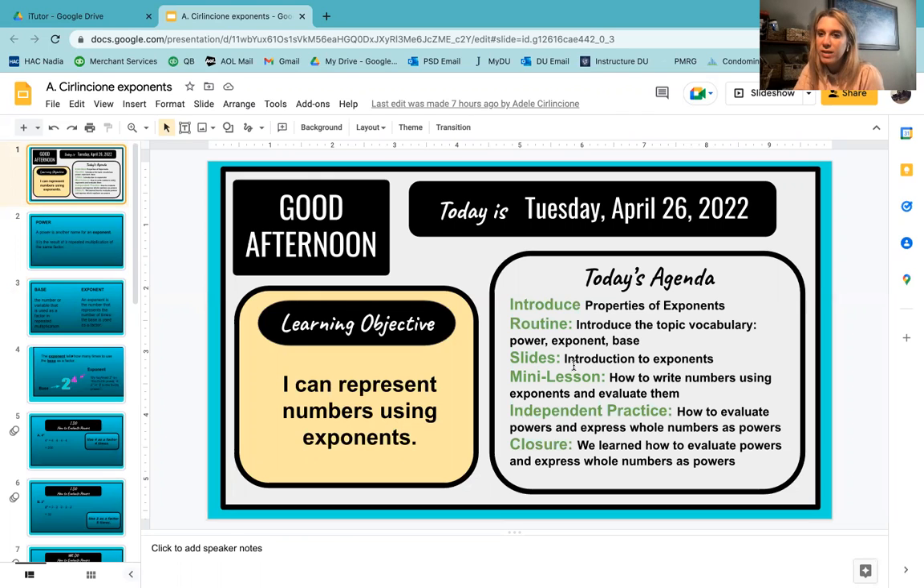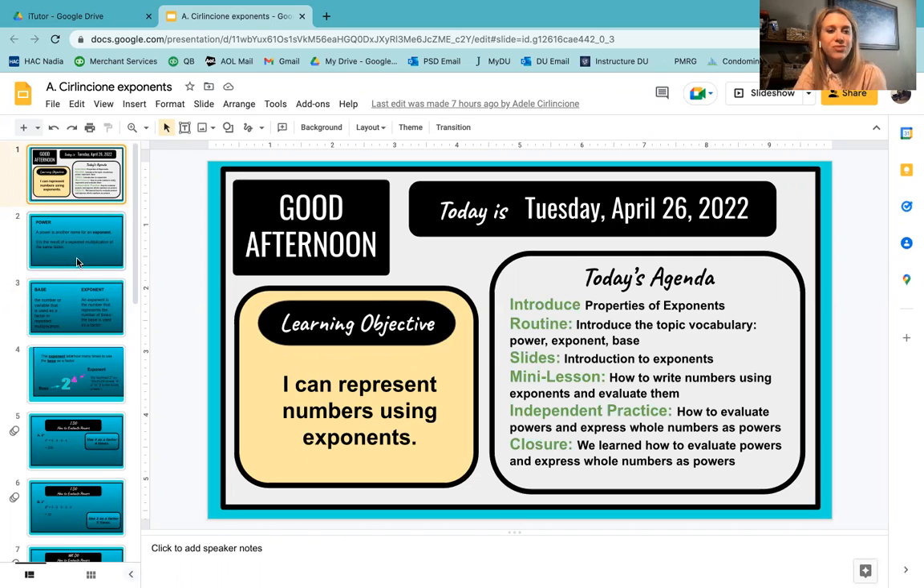We're going to do some practice in our slides in our introduction to exponents. The lesson is how to write numbers using exponents and evaluate them. And we'll do some independent practice, how to evaluate powers and express whole numbers as powers. And then the closure is we learned how to evaluate powers and express whole numbers as powers. So the learning objective that we're going to focus on today is I can represent numbers using exponents.